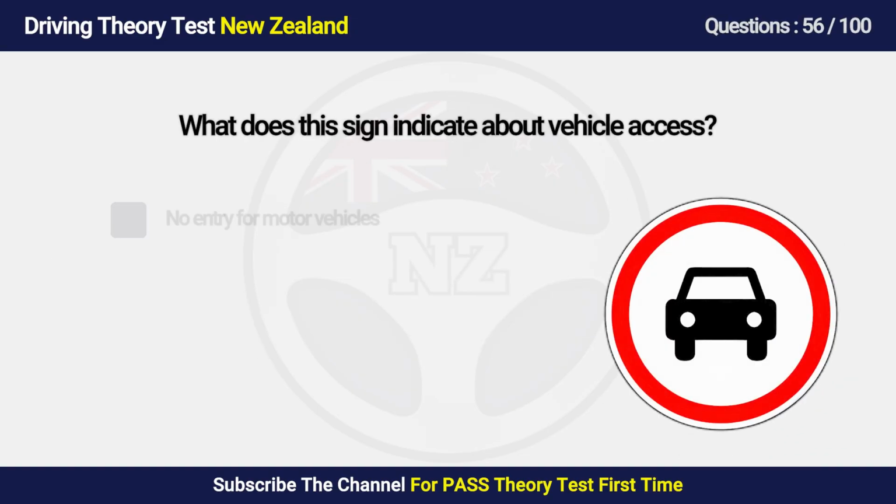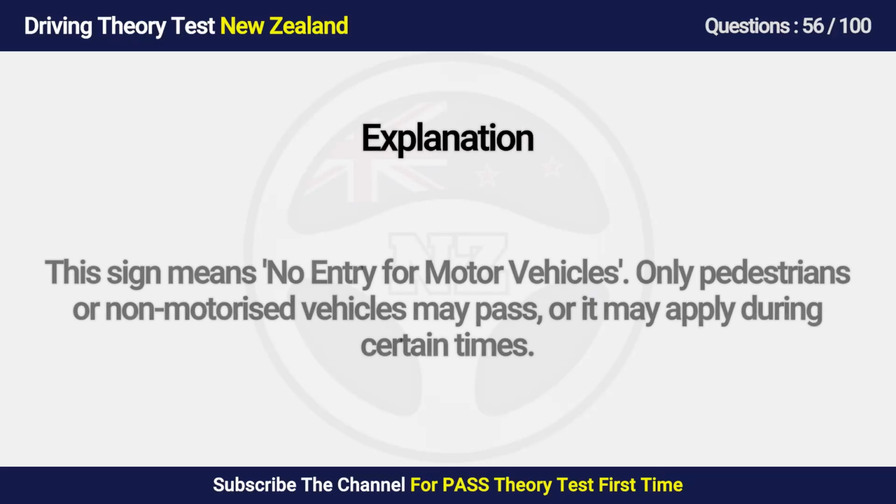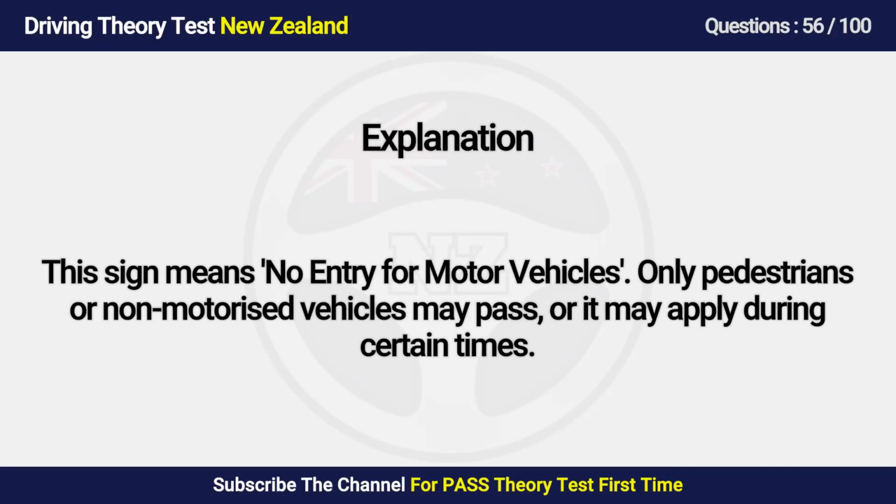Question 56. What does this sign indicate about vehicle access? A. No entry for motor vehicles. B. No entry for goods vehicles. C. No entry for all vehicles. D. Motorway ahead. Answer is A. No entry for motor vehicles. This sign means no entry for motor vehicles. Only pedestrians or other vehicles may pass, or it may apply during certain times.